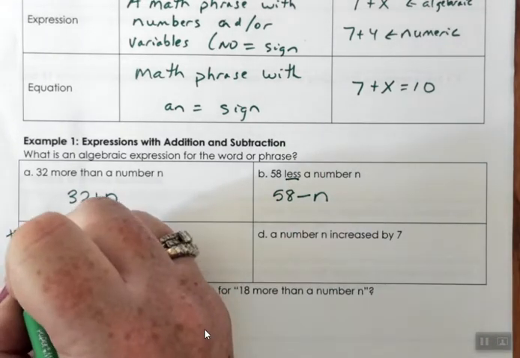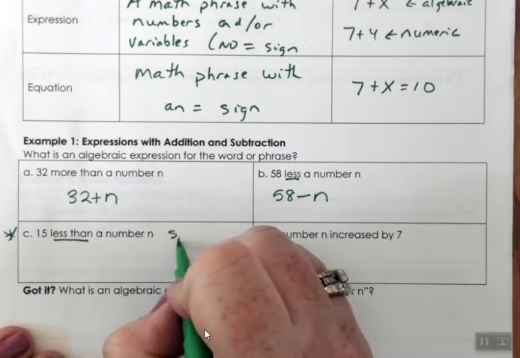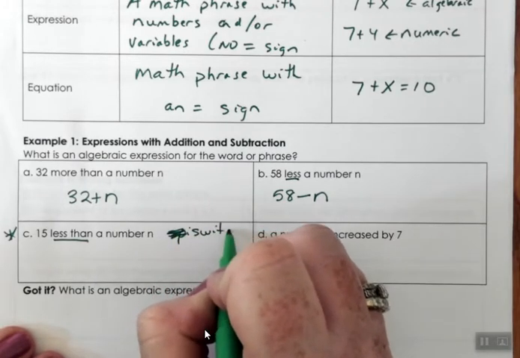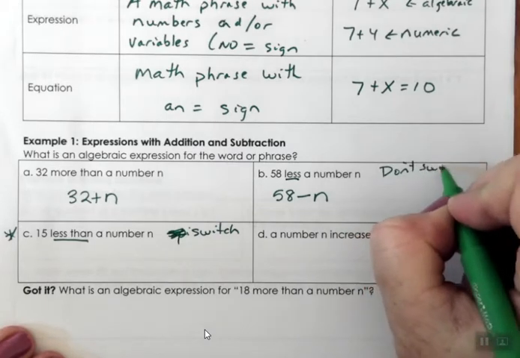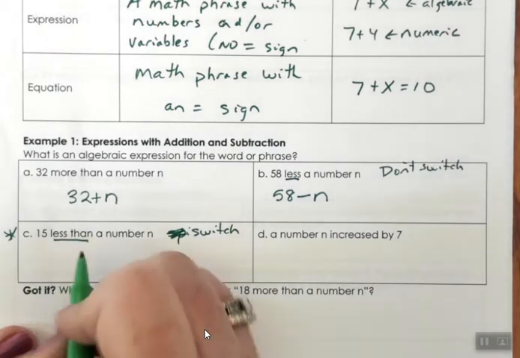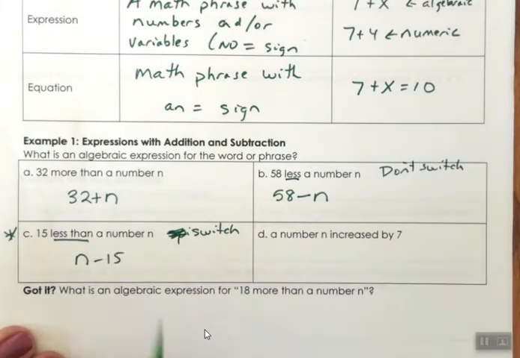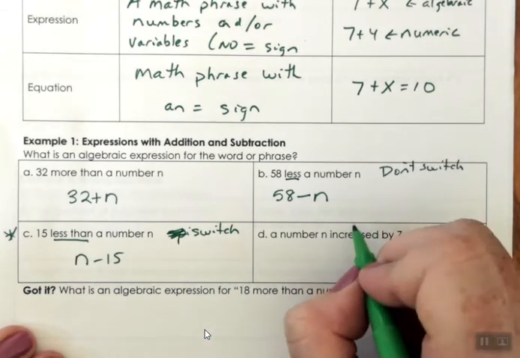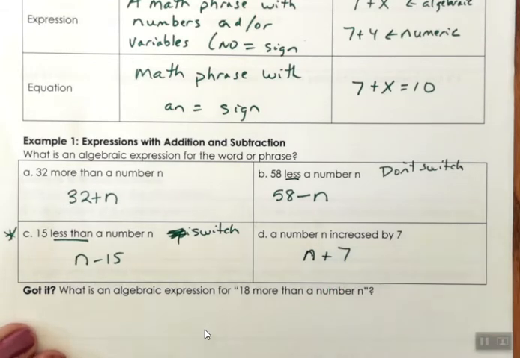This is where it gets crazy down here. When we see less than, we are going to switch. And this is don't switch. In other words, 15 less than the n. That means the n comes first. 15 less than this number. And then a number increased by is addition. So a number n plus 7.